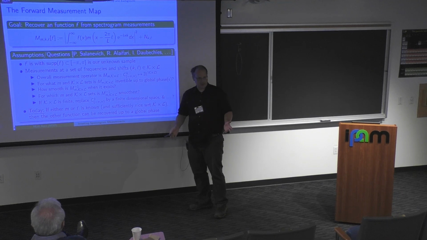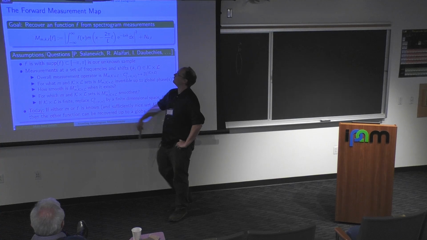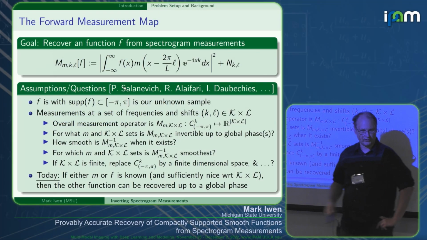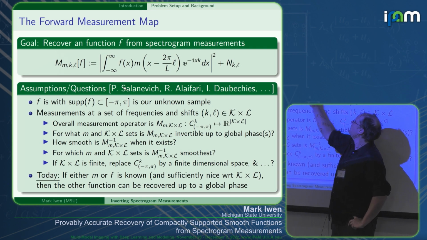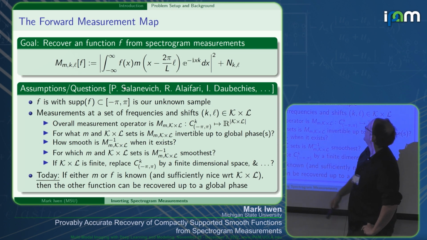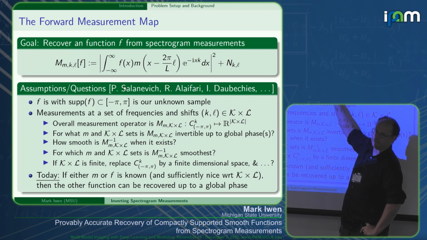So simplifying to the one-dimensional case, what do our measurements look like? So we have F, which is going to be our sample or our big object we're trying to image. M is our mask or probe or window. We're shifting it around, so these L's are the shifts. And we collect Fourier information at each one of those shifts.